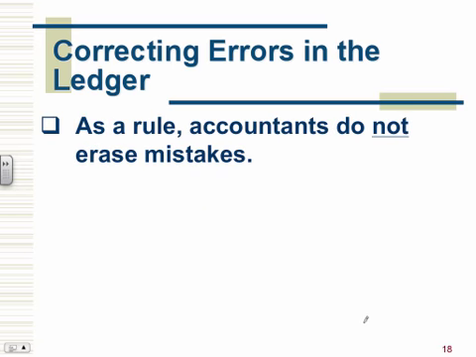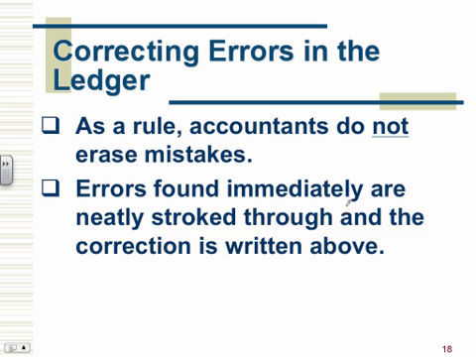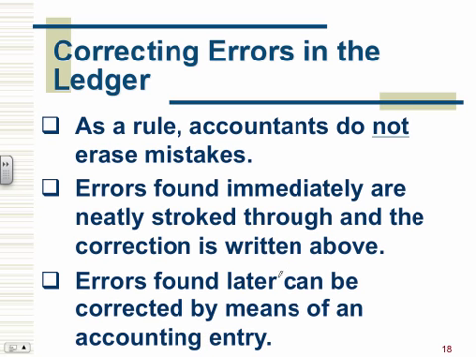Okay, we've talked about making corrections in this course so far, but let's just reconfirm. As a rule, we do not erase ever in accounting. Okay, that looks like it could be fraudulent activity. Instead, when we find the error, immediately we neatly strike through it with one single ruled line, and write the correction above. You know this already. Errors found later can be corrected by means of an accounting entry.